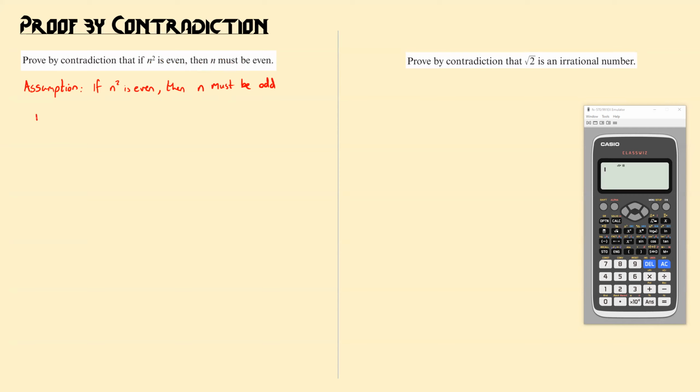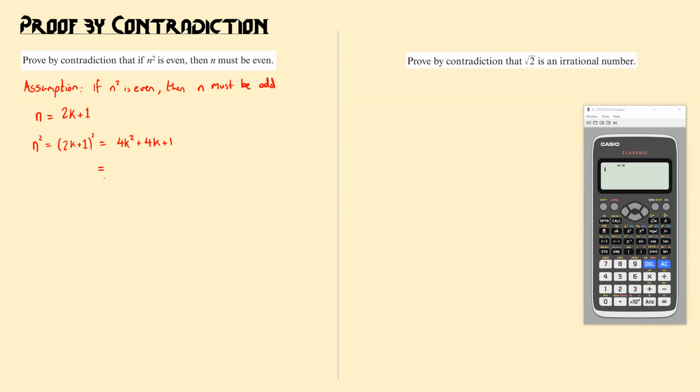So if n needs to be odd, then we're going to let n equal 2k plus 1, some kind of standard format for an odd number. If n is 2k plus 1, then we obviously want to find out what n squared is. So n squared is equivalent to (2k plus 1) all squared, and that is equal to 4k squared plus, and then 2k times 1 is 2k. Double that up for the two brackets, get 4k, and then plus 1.